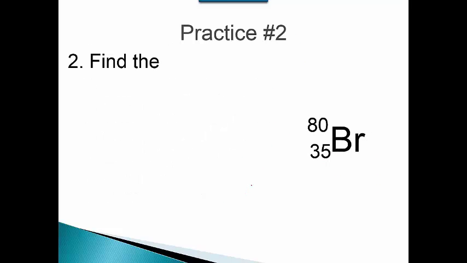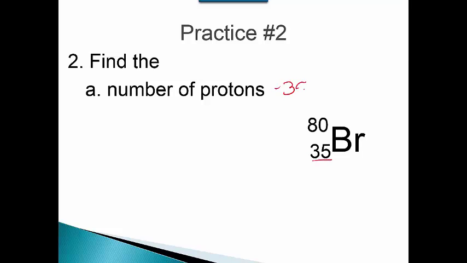We're going to go through a few more together, and then you're going to do some on your own. Okay, so let's take a look at this next symbol. We want to find the number of protons. So again, the number of protons is the atomic number, and we said that the atomic number is always the bottom number when you have a symbol written the way we do, so that would be 35.